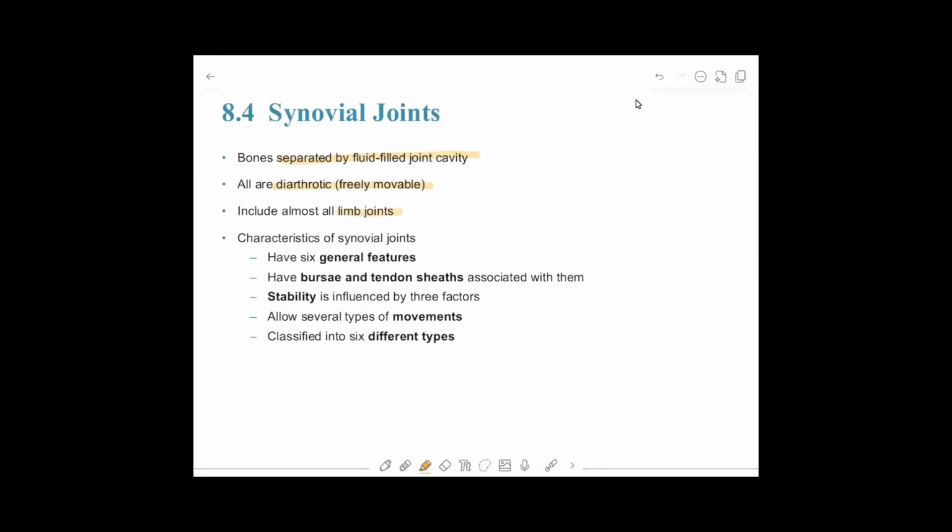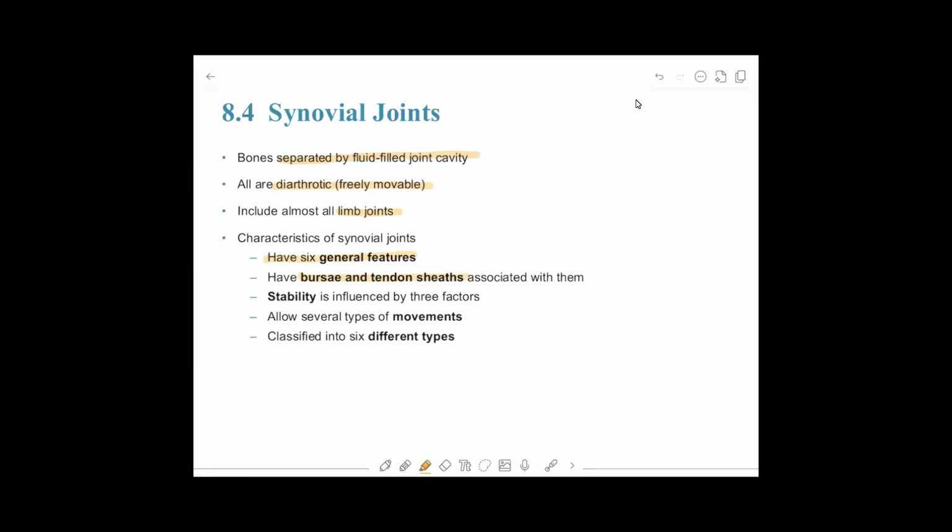So everything from the elbow to the wrist, to the knuckles, to the knee, to the ankle, to the joints between the toes as well. So there's lots of stuff going on here with synovial joints. They have 6 general features. They have lots of supporting structures because there's a high chance of injury to synovial joints. They have what are called bursa or tendon sheaths, which we'll talk about coming up.